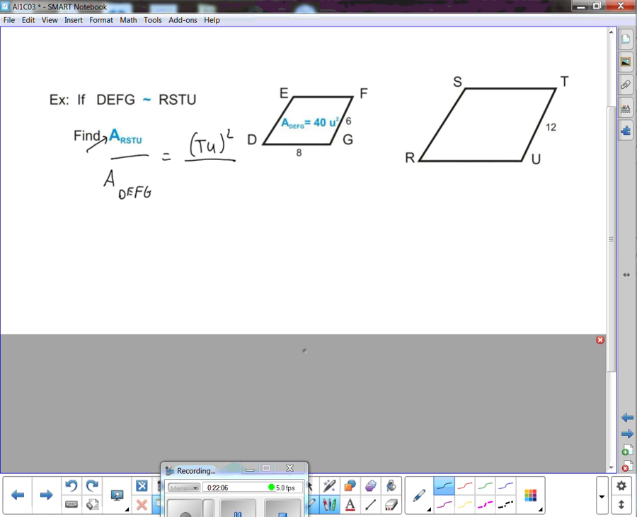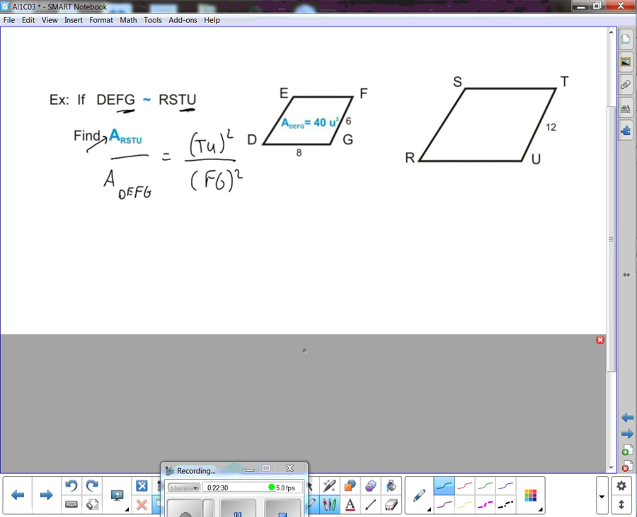And I don't mind you going right to the numbers when you do homework, but I want your notes to be clear where we're getting these from. And again, because I went TU, I have to go FG on the bottom. And again, that's got to be squared. Now, these are lined up nice. Are they always lined up nicely for you? No. But the lettering will tell you the order.